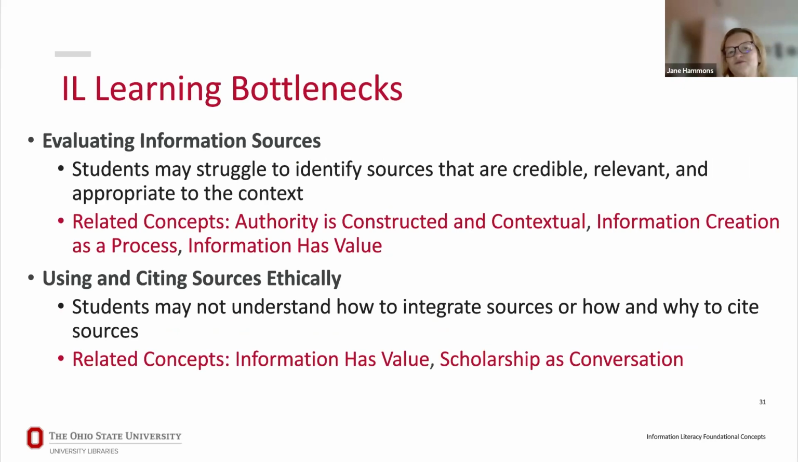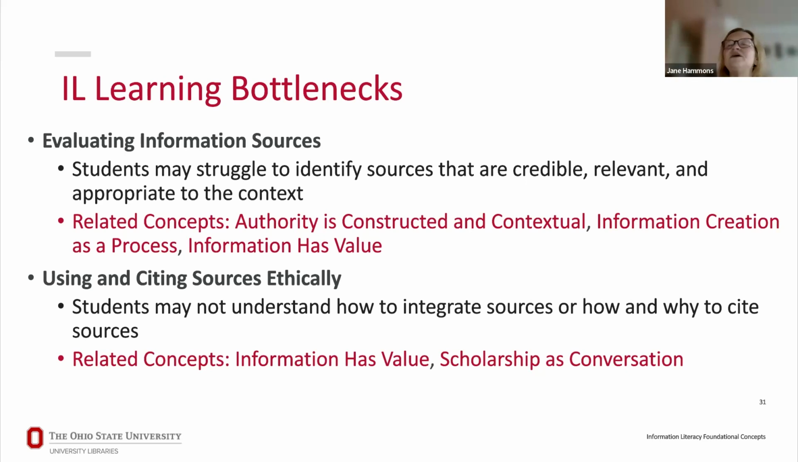Evaluating information sources. We've already talked a little bit about this, but struggling to identify sources that are credible, relevant, and appropriate to the context can be really challenging, especially if students aren't familiar with the idea of authority being contextual, or with our understandings of why we think information is so valuable. If they're not familiar with different formats of information, this can be really challenging, right? We're at the point now where students find almost all of the information that they need online, and everything tends to look the same, right?